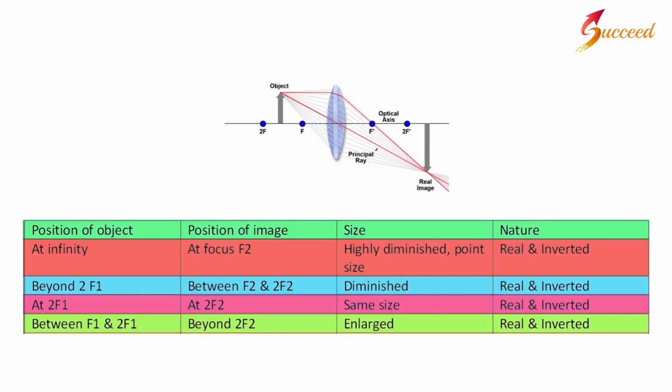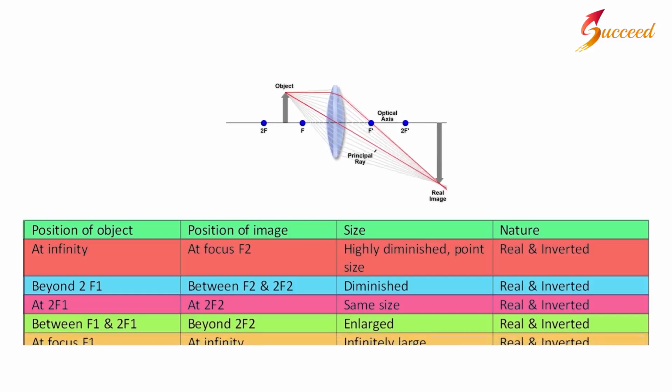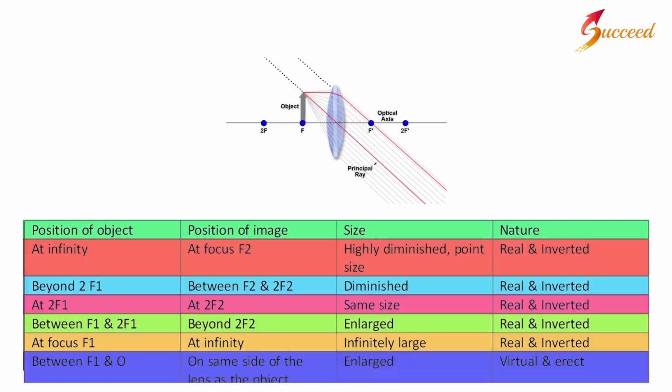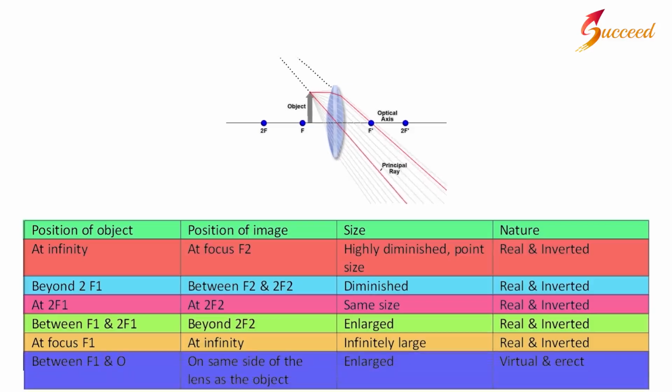Now let us place the object at focus f1. The position of the image is at infinity. The size is infinitely large and it is real and inverted. Now let us place the object between f1 and the optic center O. Position of the image is on the same side as that of the object. It is enlarged but virtual and erect.